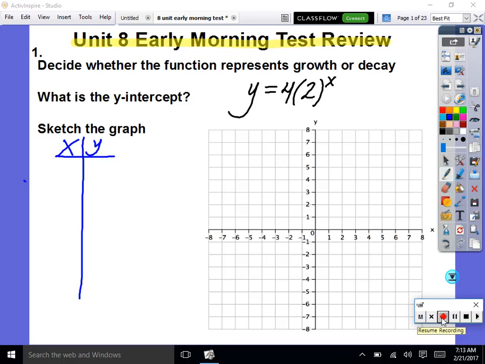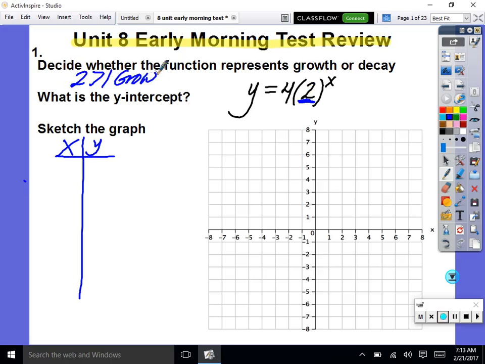So the first question on the test is decide whether the function represents growth or decay. So remember we looked just here, right? That's a factor. Not this a value, only this. And so you would say it's growth, and you would go like this. You would show your work. You'd say 2 is greater than 1, so growth.